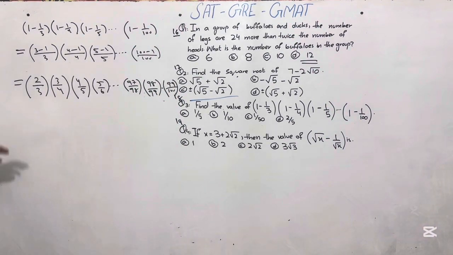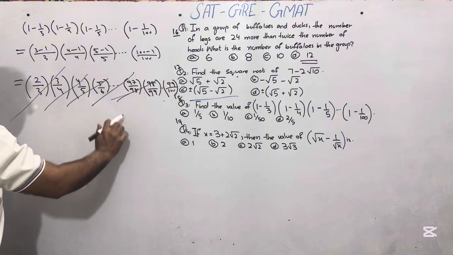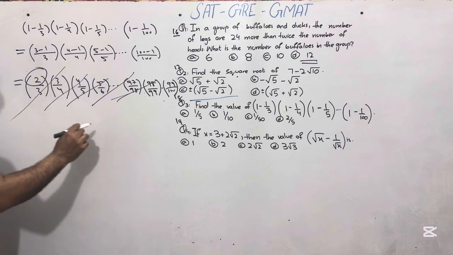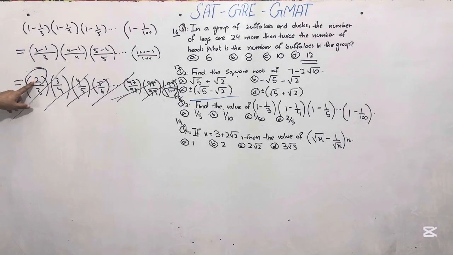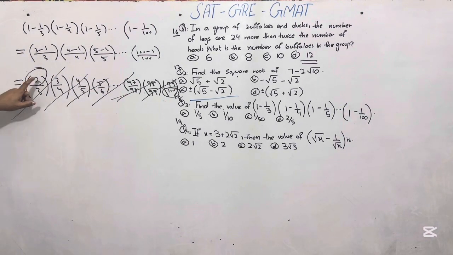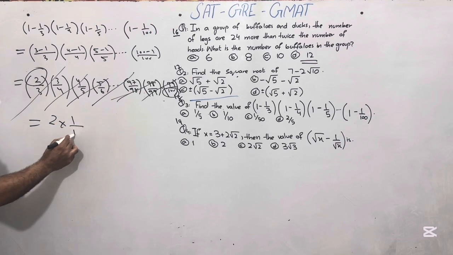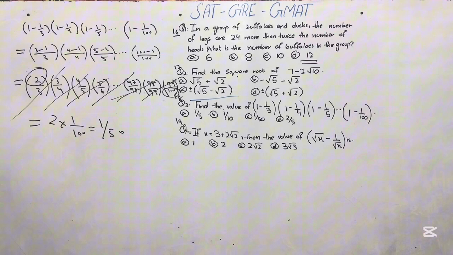One can generalize this first. Look at this. Cancelled out, cancelled out, cancelled out. Each term cancelled out except the first one and the last one. The first one in the numerator, the last one in the denominator. The first figure is 2, the last figure is 100. The rest has been cancelled out. Our answer is going to be 2 times 1 over 100. 1 over 50 is the answer.